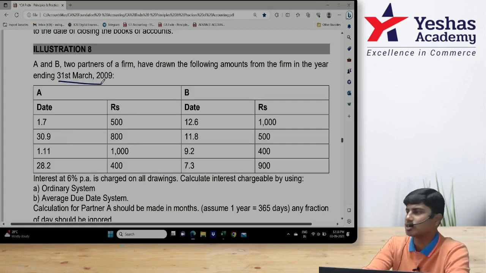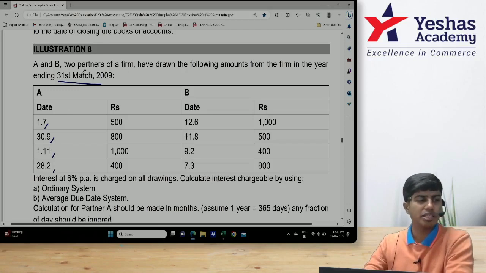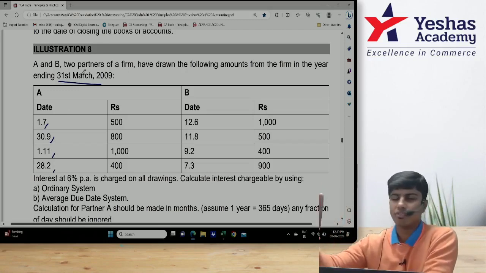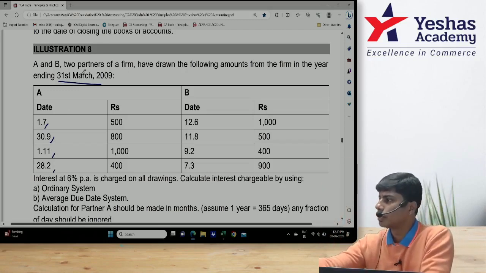Year ending is 31st of March. Dates of drawing are 1st of July, 30th of September, 1st of November, and 28th of February. From 1st of July to 31st March, from 30th September to 31st March, from 1st of November to 31st March, and 28th February to 31st March, we'll find the period, and multiply that period by the amount. We'll get the total product, into 1 by 12, into rate of interest. You find interest that way.